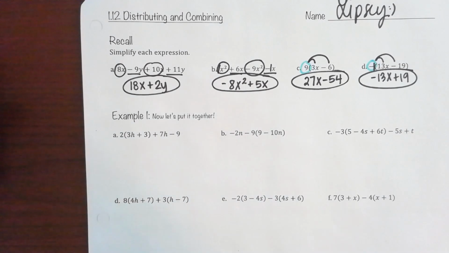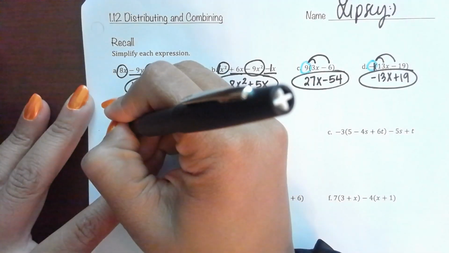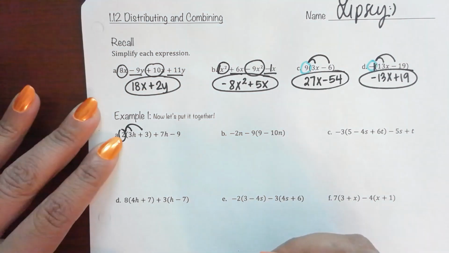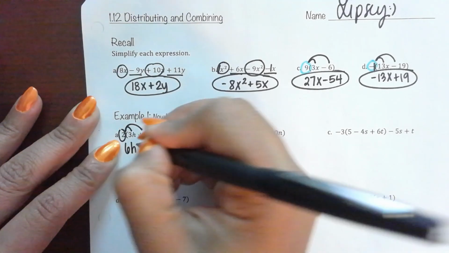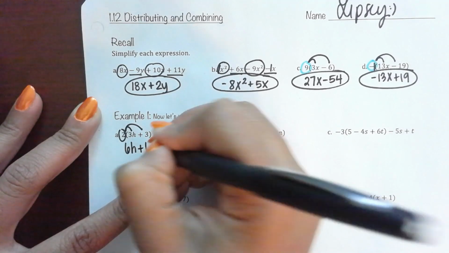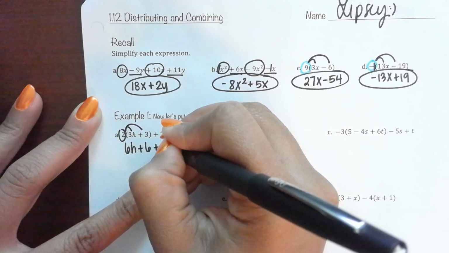So if I'm looking at A, what needs to happen first? Distribute what? 2 to 3h and 3, right? So, what's 2 times 3h? 6h. What's 2 times 3? 6. So, plus 6. What's coming down behind that? 4. Plus? 7.